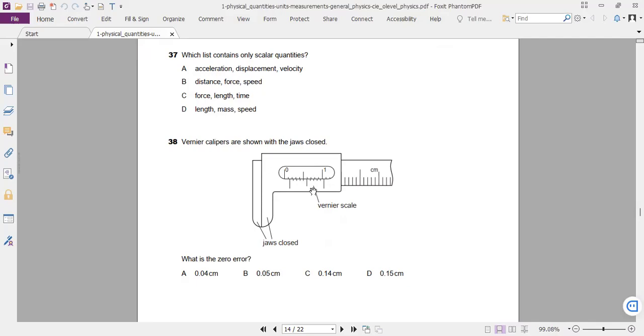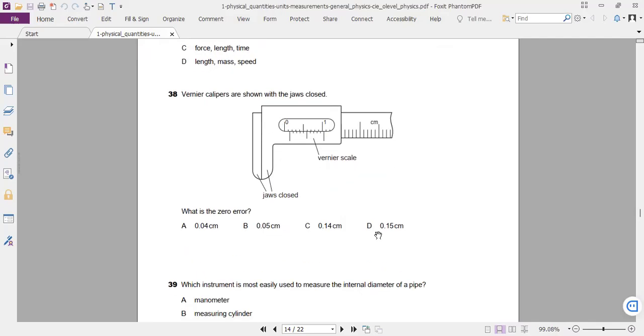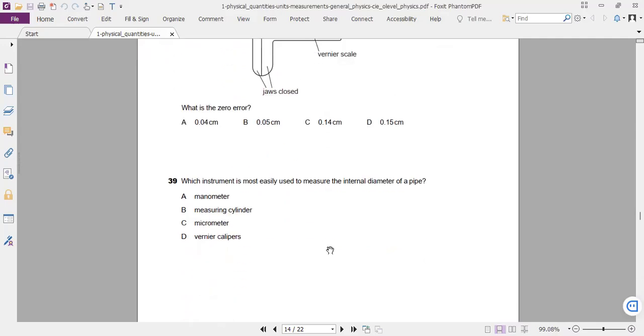So 4 multiplied by its least count, which is 0.01. 4 multiplied by 0.01 gives you something that will be the zero error.